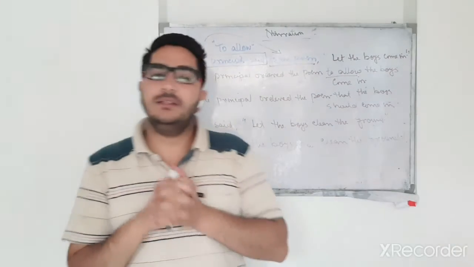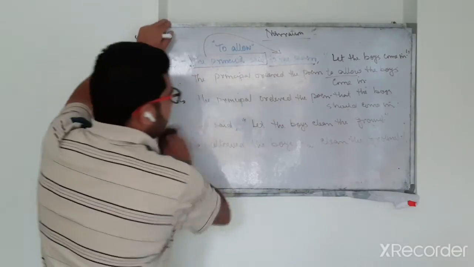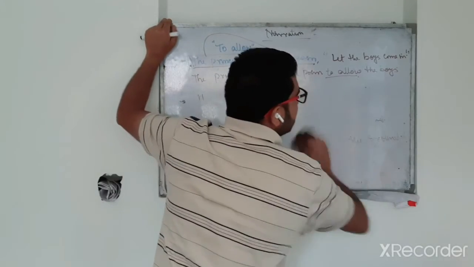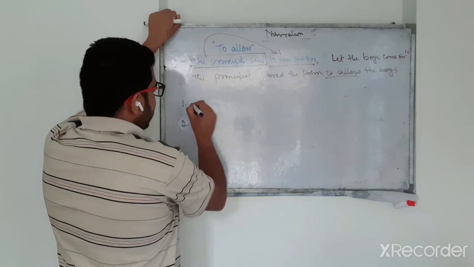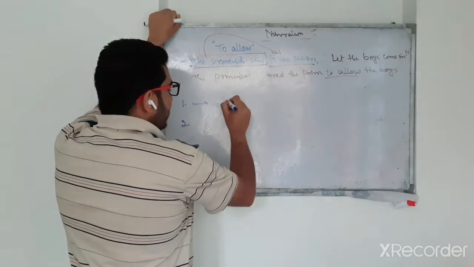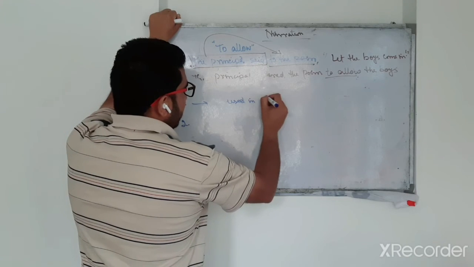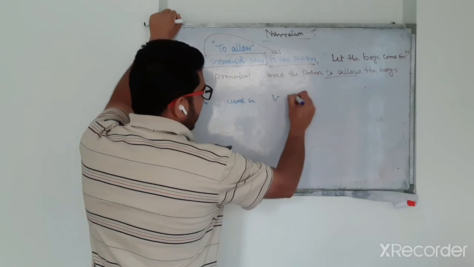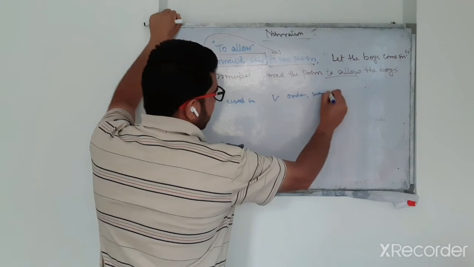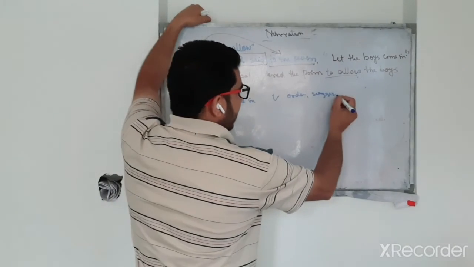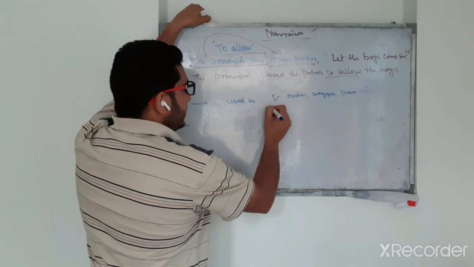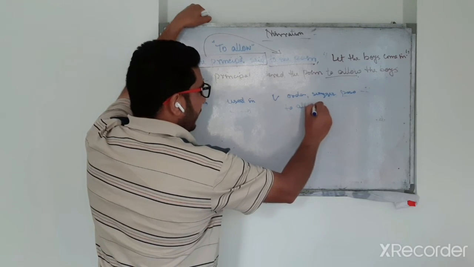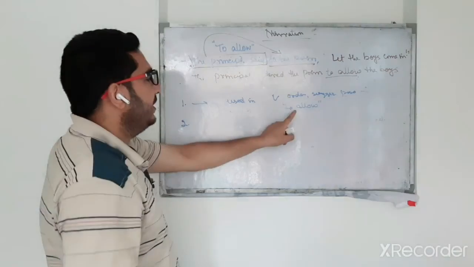See, I should add one thing, one second, I'll wrap this first. This is very important. We have method first and method second. As far as method first is concerned, it can be used in sentences where there is an order, suggestion, or proposal, etc. And it can also be used in sentences which mean to allow.